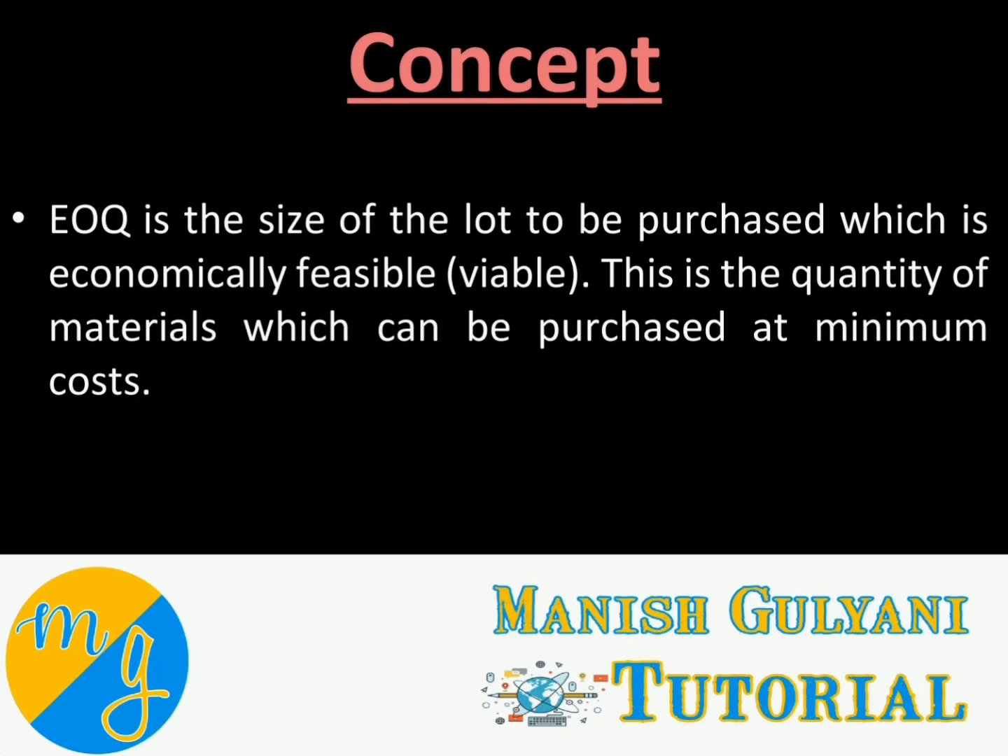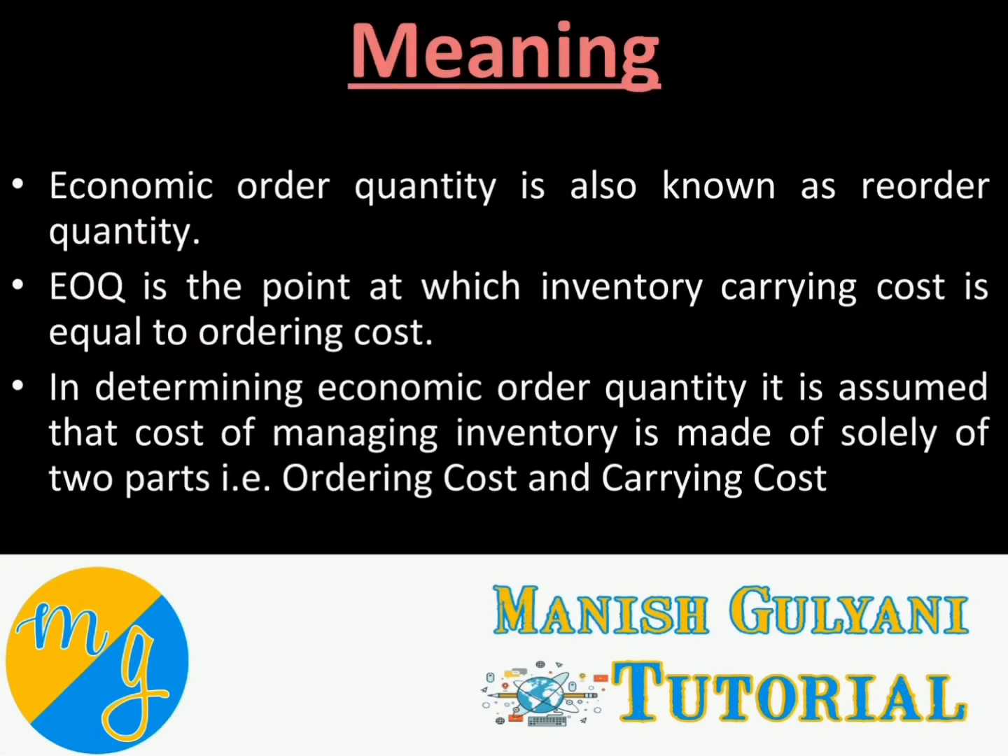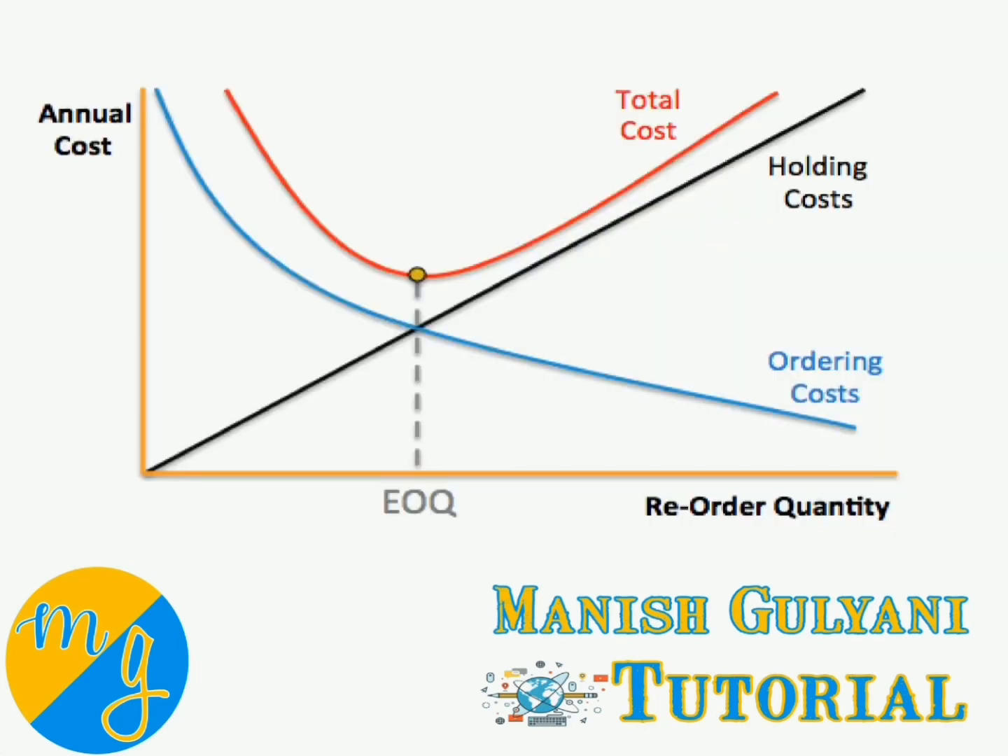So in a nutshell, in simple language, what is EOQ? EOQ simply means that level of quantity at which the cost of ordering will be equal to the cost of carrying, you can say holding cost, where both costs are equal. Suppose EOQ is the point at which inventory carrying cost is equal to ordering cost. So that point is known as your EOQ point, economic order point. Clear? So economic order point, also known as reorder point, optimum quantity point. Where inventory carrying cost is equal to ordering cost, that point is known as your EOQ point.